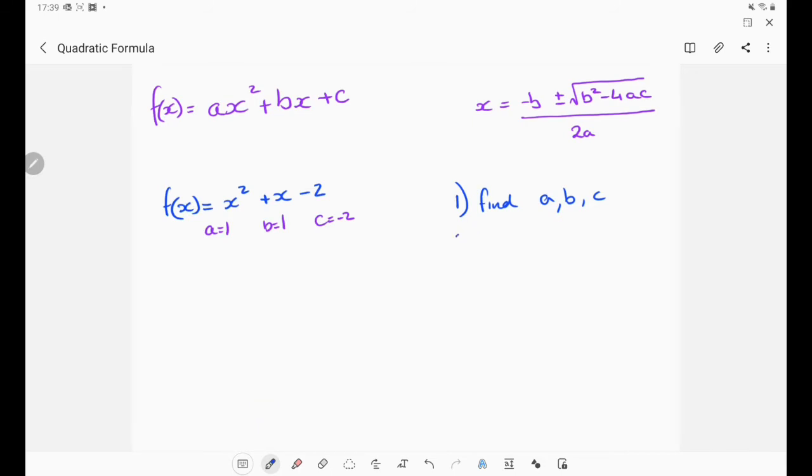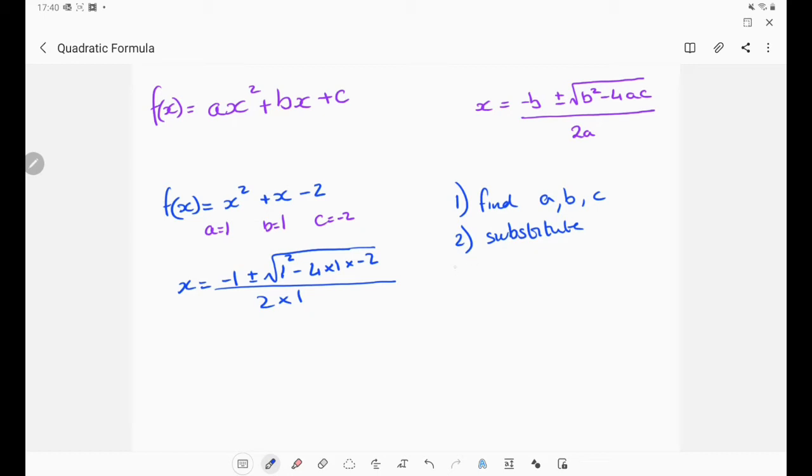We now get to look at step 2, which is substitute. So we take those values and we put them into our quadratic formula. So x equals minus 1 plus or minus the square root. B is equal to 1, so 1 squared, minus 4. And remember, 4ac, that's 4 times a times c. So 4 times 1 times minus 2. All over 2 times 1, 2 times a.